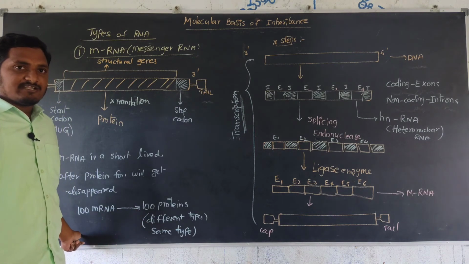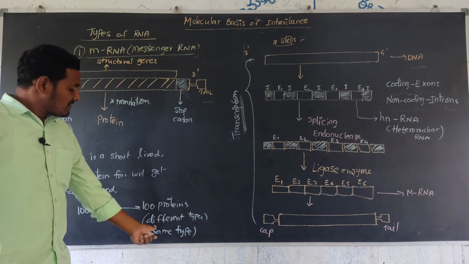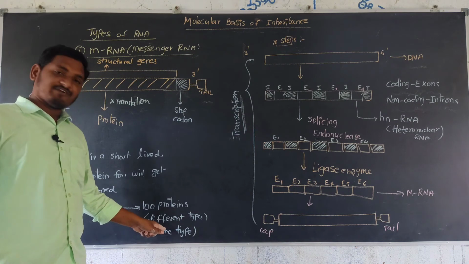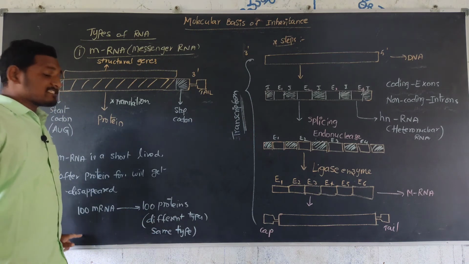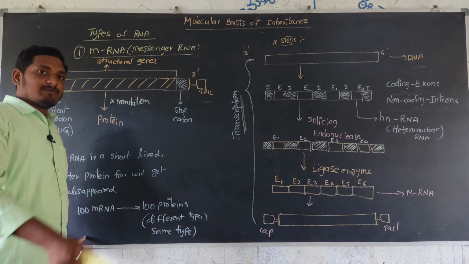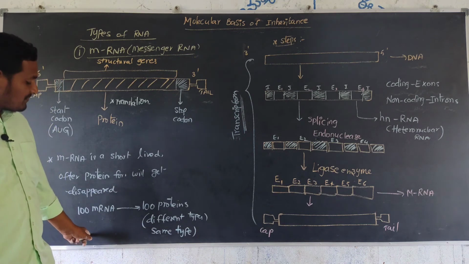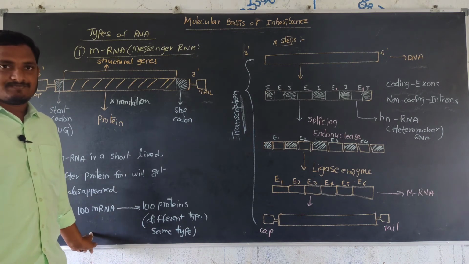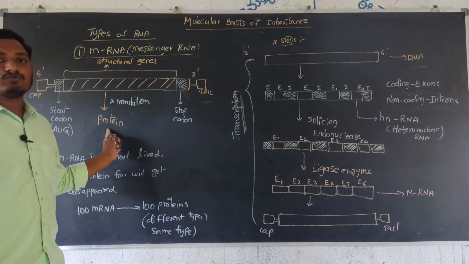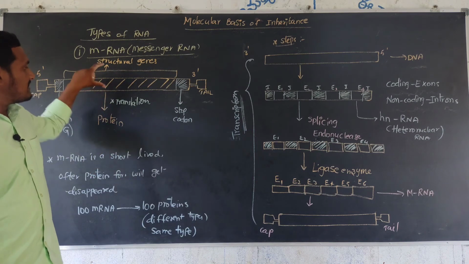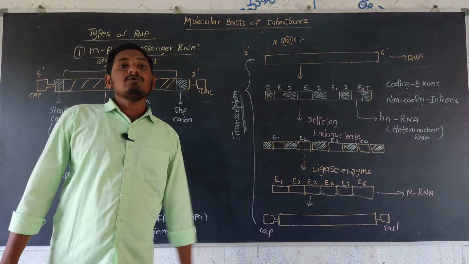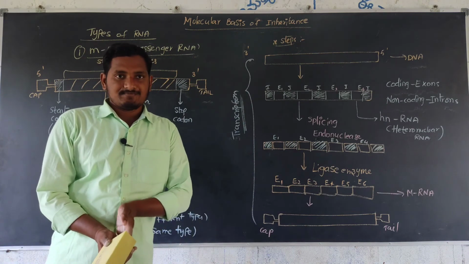100 mRNAs change their genetic information into 100 proteins, whether they are the same proteins or different proteins, but the transcription process goes on 100 times. The mRNA carries the information from the DNA to protein. This protein formation takes place on the ribosomal surface, where the genetic information is carried and finally reaches.